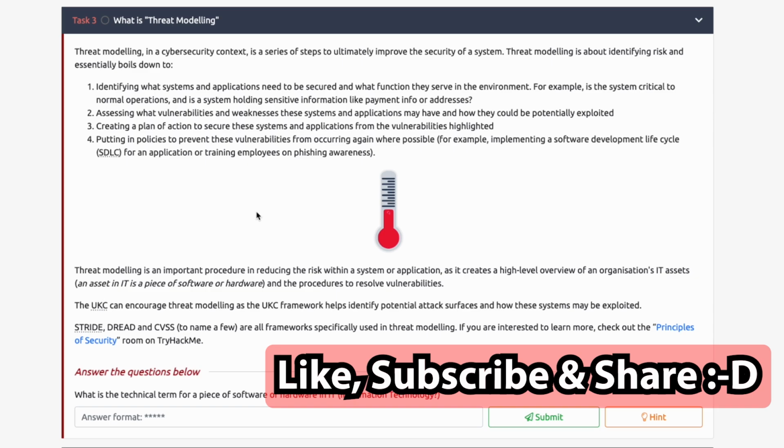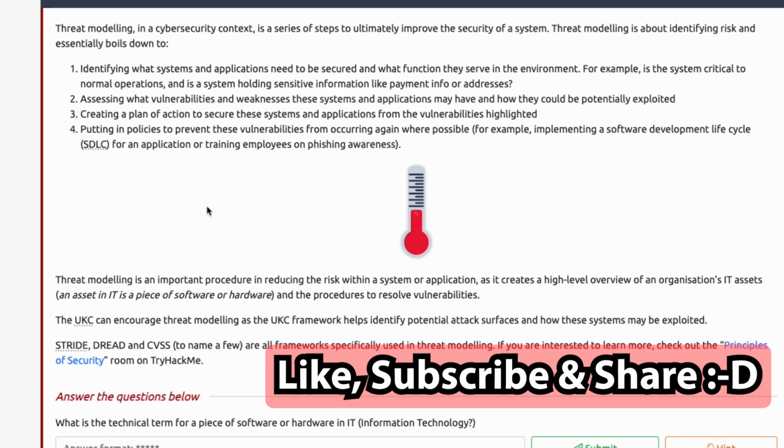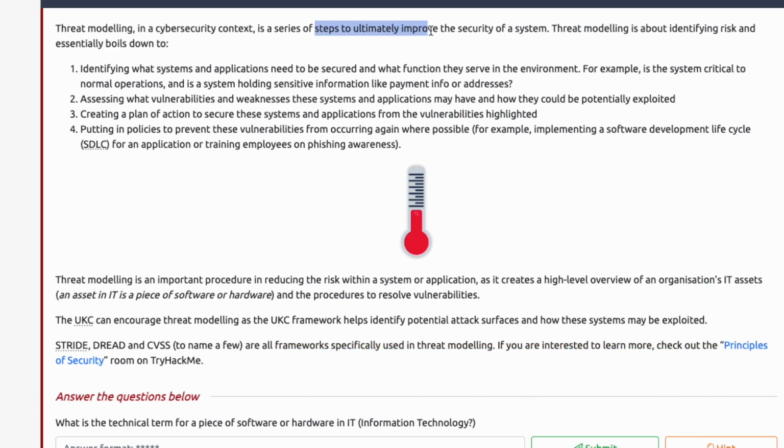What is threat modeling? This is an important one. In a cybersecurity context, it's a series of steps to ultimately improve the security of a system. So you want to model the threat so that you can guess where things are going to go before they actually happen. That means identifying what systems and applications need to be secured and what function they serve in the environment. Is it critical to normal operations? Is it holding sensitive information like payment information? Like what we talked about in the last video where Target got hacked and all the credit cards and debit cards were stolen.